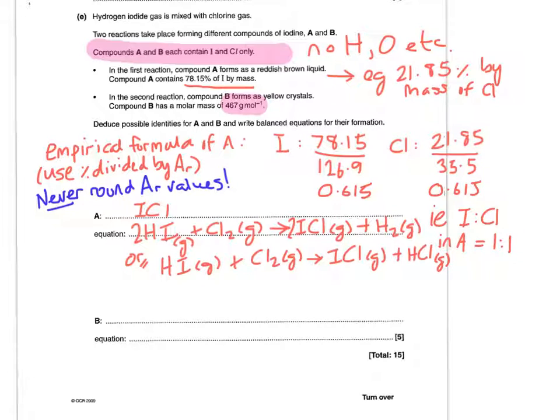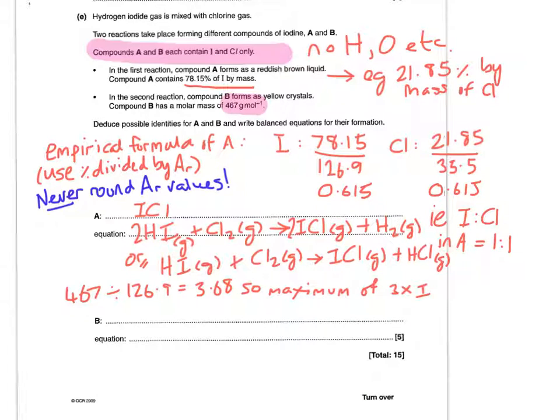So the second one's slightly trickier in that it only gives you 467 grams per mole to the -1 as the MR. Okay, so one way around this is to look at which of the 2 elements, iodine or chlorine, has the greater mass. So obviously iodine has, because it's 126.9.